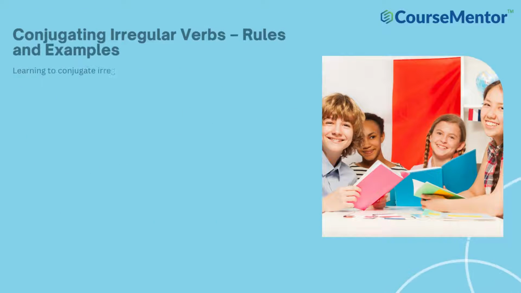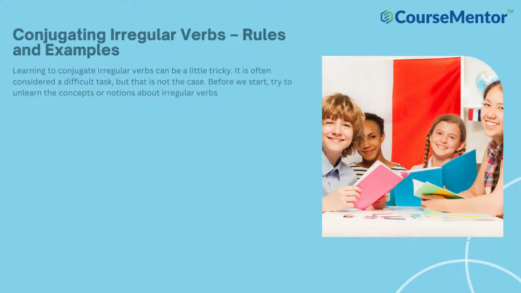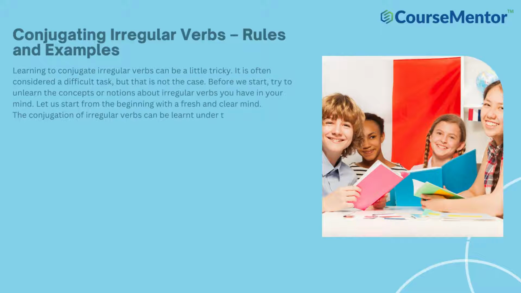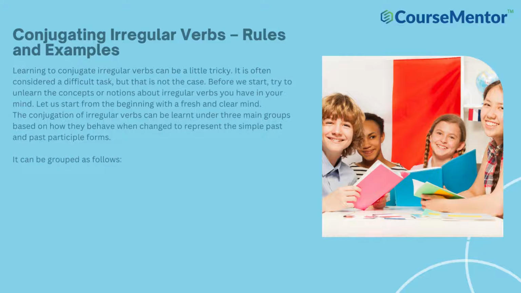Conjugating irregular verbs: rules and examples. Learning to conjugate irregular verbs can be a little tricky. It is often considered a difficult task, but that is not the case. Before we start, try to unlearn the concepts or notions about irregular verbs you have in your mind. Let us start from the beginning with a fresh and clear mind. The conjugation of irregular verbs can be learnt under three main groups based on how they behave when changed to represent the simple past and past participle forms.